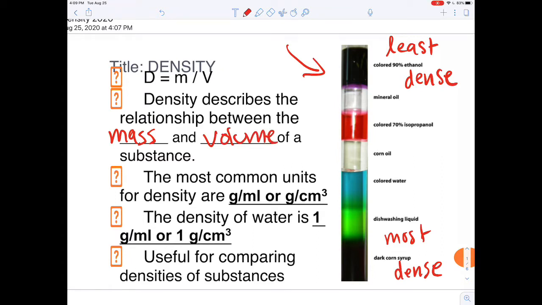So density is going to compare mass and volume. The most common units are going to be grams per milliliter or grams per centimeter cubed. The density of water is simply 1 gram per milliliter or 1 gram per centimeter cubed. It is useful to know this because we can compare the density of water to other things. So one thing we can ask ourselves is, will it sink or float in water?